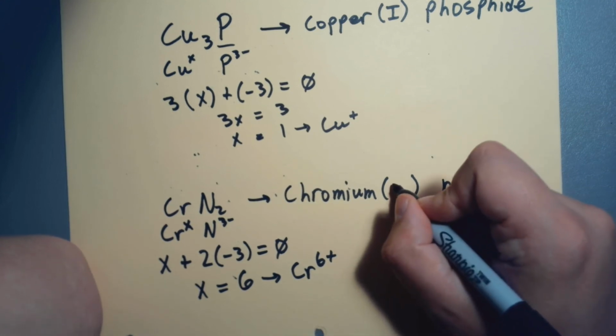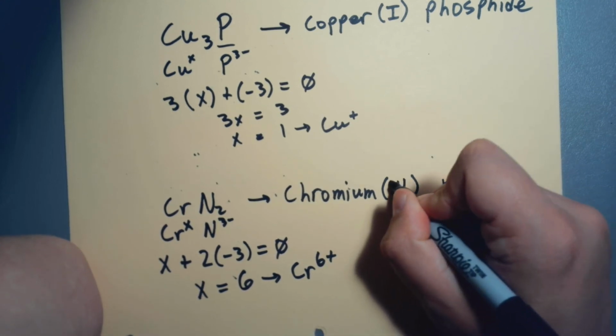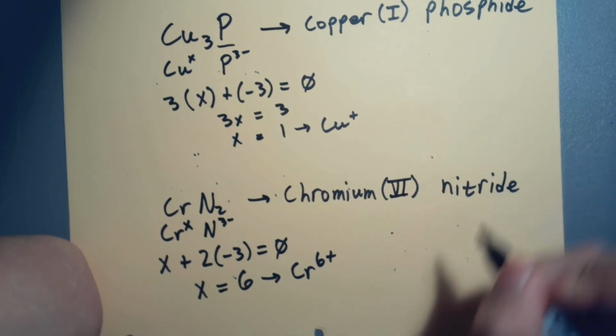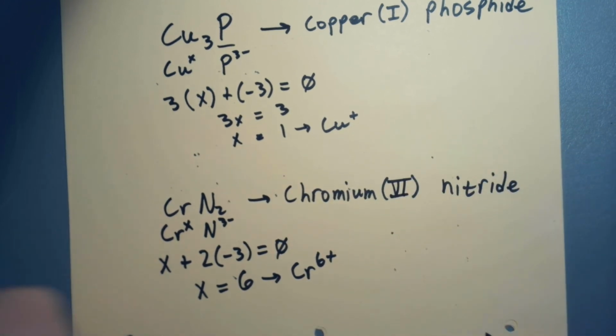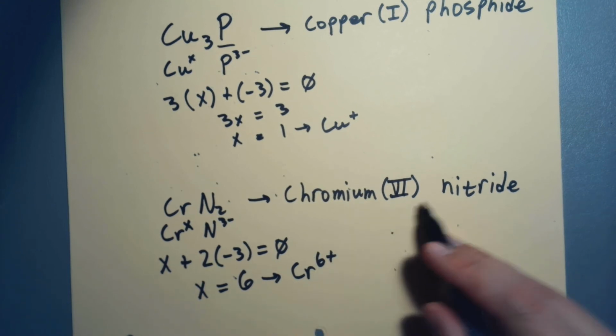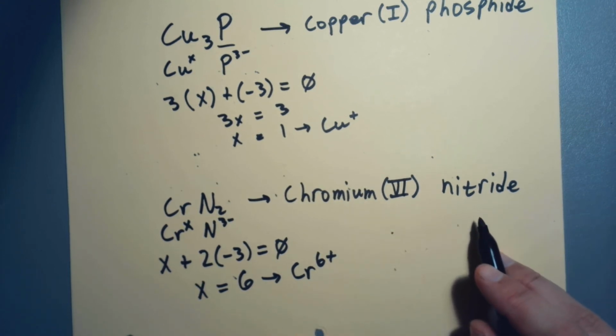Okay, so, Roman numeral for 6. What is that? Well, you know, I always struggle with this, but it's VI, unless I have it backwards, which I don't. Okay, so chromium(VI) nitride. That's what we're working with here.